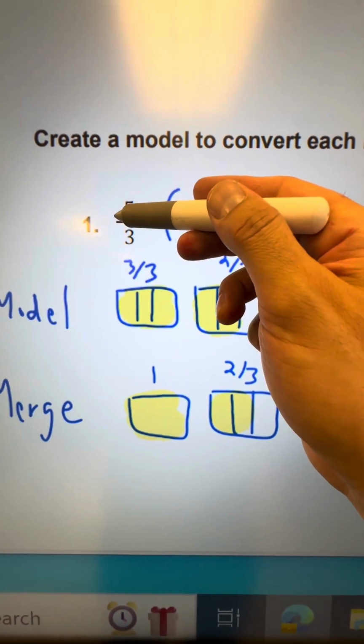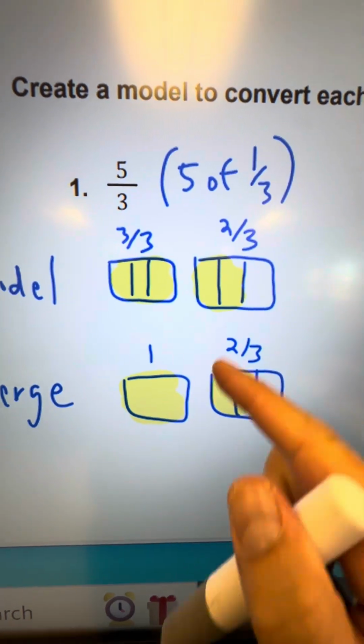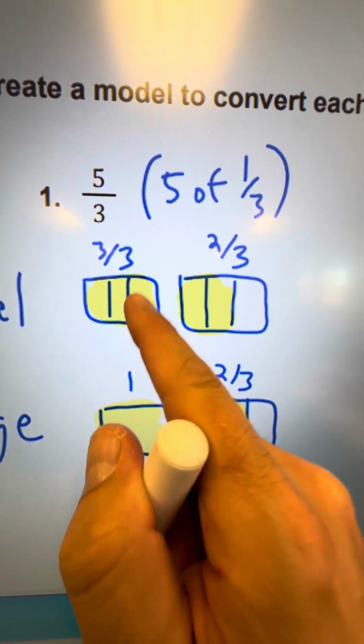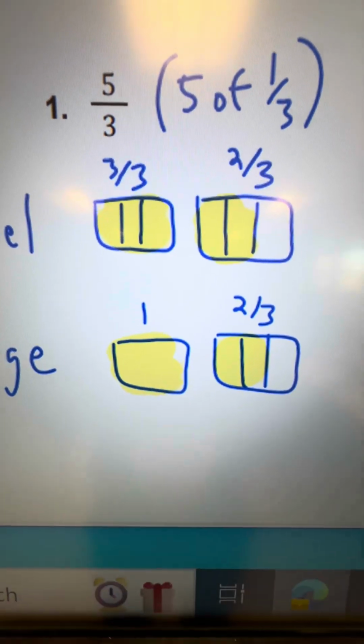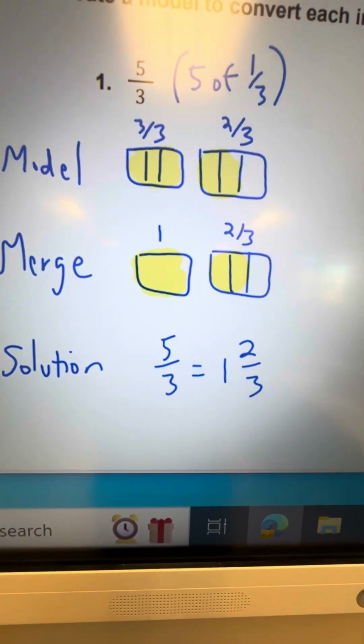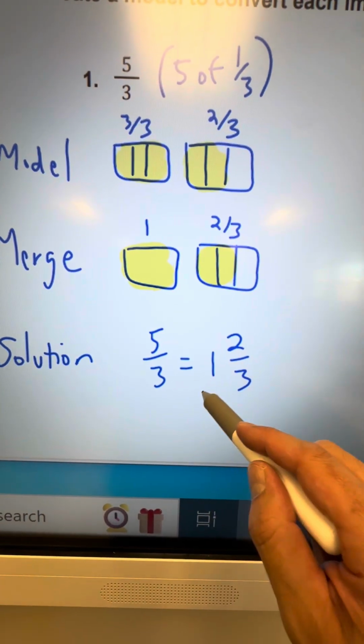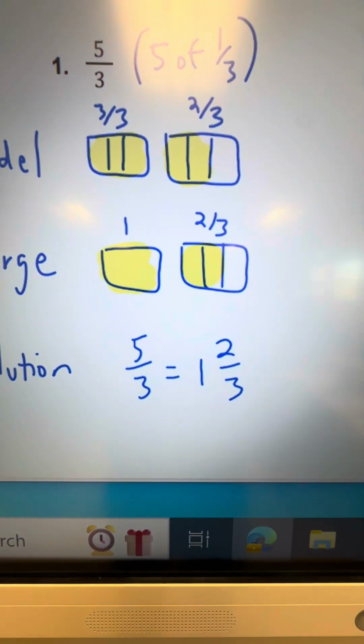So when we're going from improper to a mixed number, again, we're just trying to figure out how many whole rectangles are actually shaded in. And we can see here clearly that there's one whole rectangle shaded in. And then that leads me to the solution: 5/3 is the same thing as 1 and 2/3.